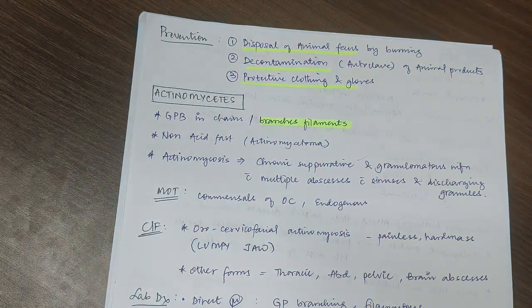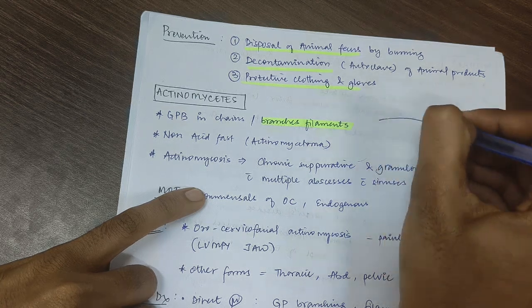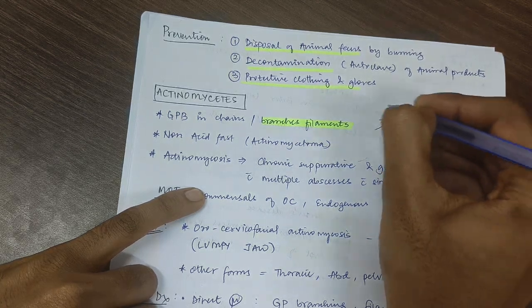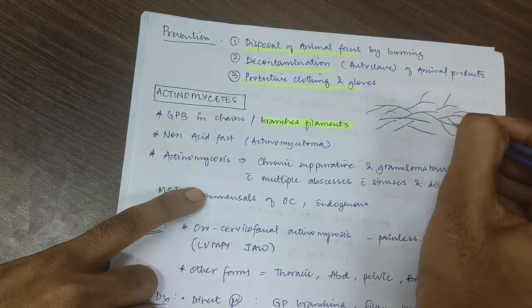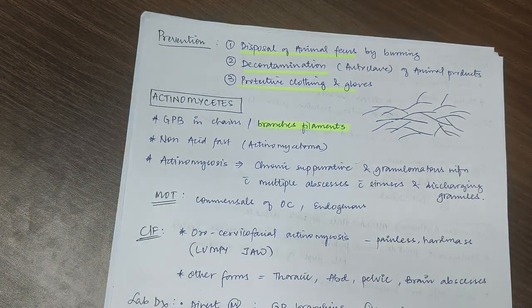Okay, it is very peculiar, and it is not acid fast, so it will not look red. It will look like a bluish thing. So don't forget, they are the filamentous bacteria. They're going to look like this. Don't confuse with the fungi, which are the same way hyphal forms. This is a bacteria and it is non-acid fast.